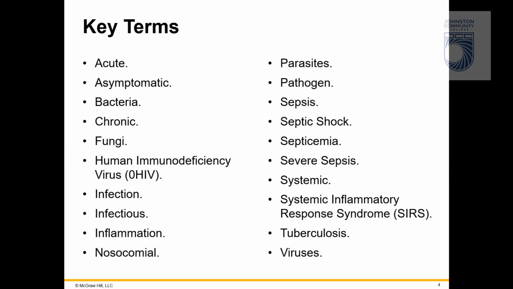Right, here are some key terms. I do have these on flashcards. So we have acute, asymptomatic, bacteria, chronic, fungi, human immunodeficiency virus, also known as HIV, infection, infectious, inflammation, nosocomial, parasites, pathogen, sepsis, septic shock, septicemia, severe sepsis, systemic inflammatory response syndrome, also known as SIRS, tuberculosis, and viruses.